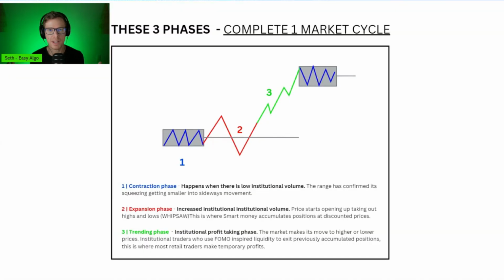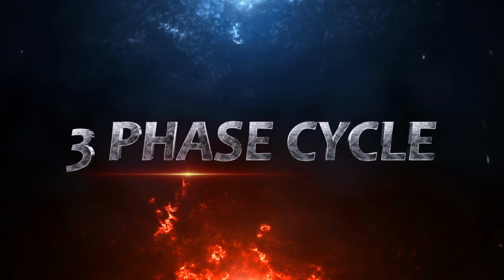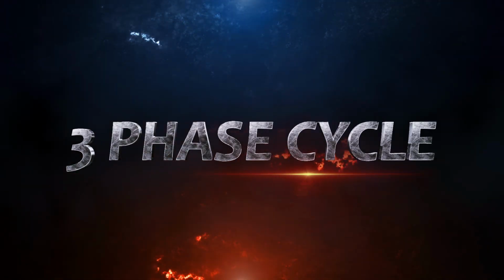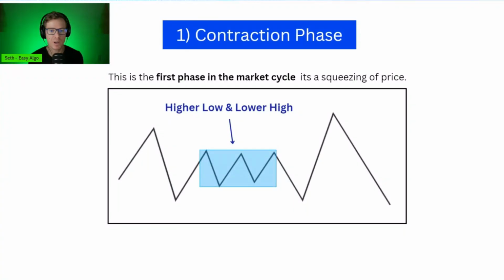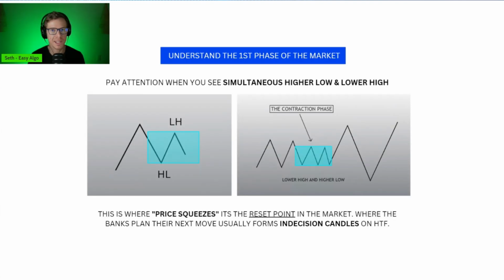These are the three market phases: contraction, expansion, and the trend phase. These three phases complete a full three-phase cycle, which allows you to have a deeper understanding of the movement of the market. Number one, we get the contraction phase. This is the first phase. This is where we get low institutional volume, and we get a simultaneous lower high and higher low happening in the charts. Our software will draw a box around this, and it will let you know the contraction has started. You don't need our software to do this.